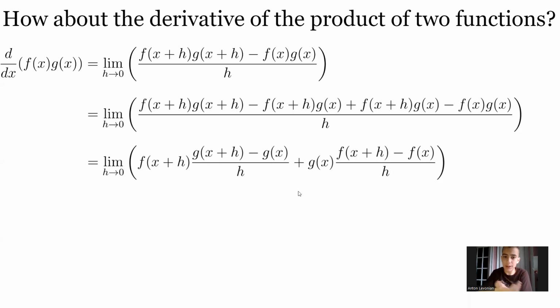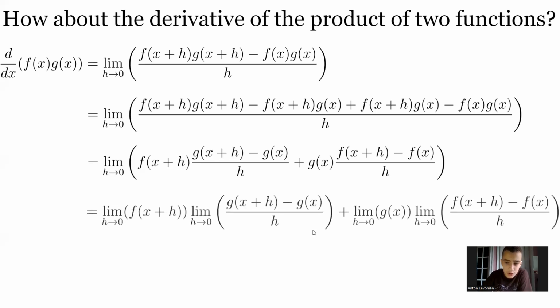Once again, this is all happening within this limit. And then this big fraction is equal to the sum of these two tiny fractions. And we immediately recognize this thing right here and this thing right here. So by another limit property, we can split this up into the sum of the products of limits, right?